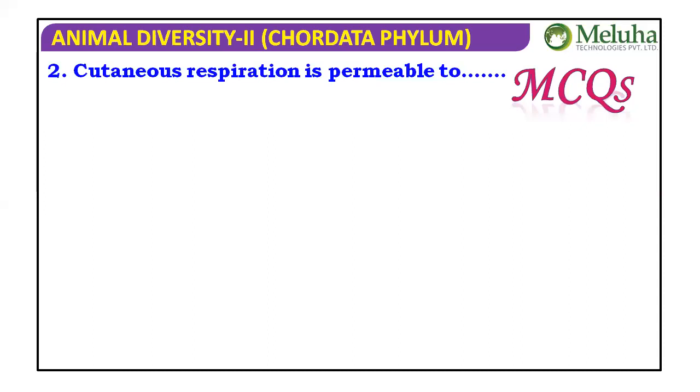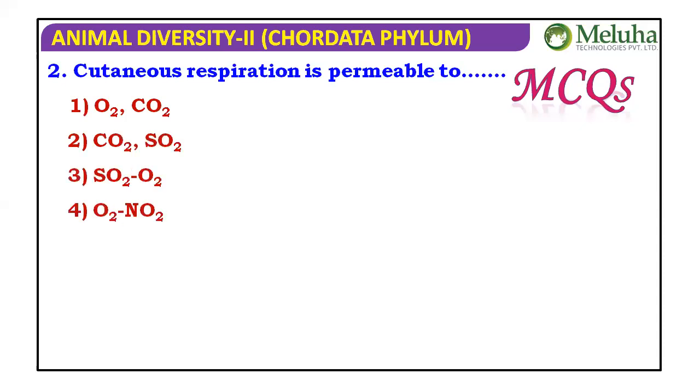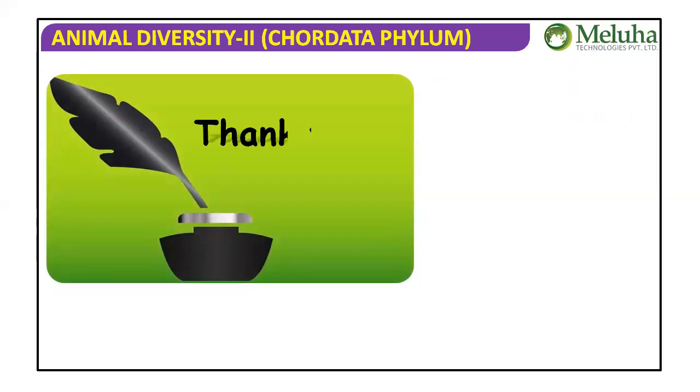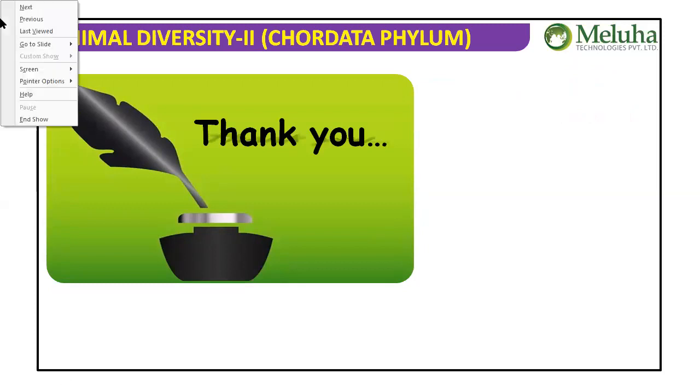Cutaneous respiration is permeable to oxygen and carbon dioxide. Wherever the respiration is, oxygen and carbon dioxide. Good to hear a lot of voices. Okay, so this is all about the frog respiratory system. And we need to continue with the circulatory system of the frog.